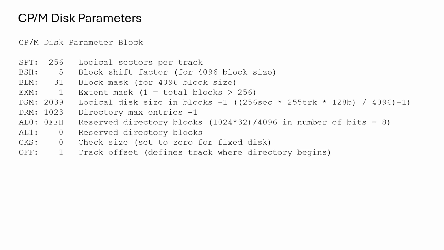The CP/M disk parameter block. It's mostly explained in the adaptation documentation for CP/M, but not completely. It's well explained in a few books. You have to really read closely to figure this out. But it turns out it's not really that hard to understand. I'm going to describe it right now. So the first entry, SPT, for my machine is 256. It's just asking for what's the logical sectors per track. Well, as you saw in previous slides, logical sectors per track is 256.